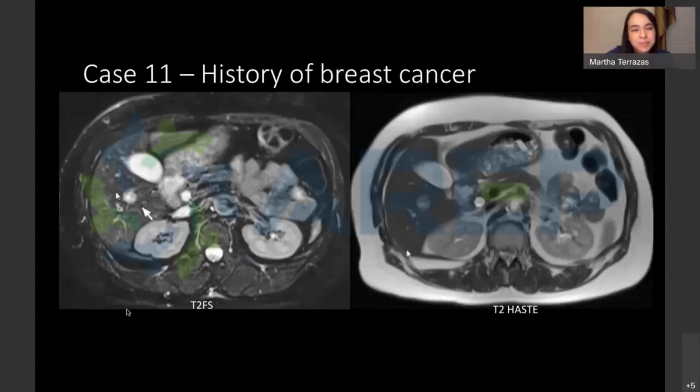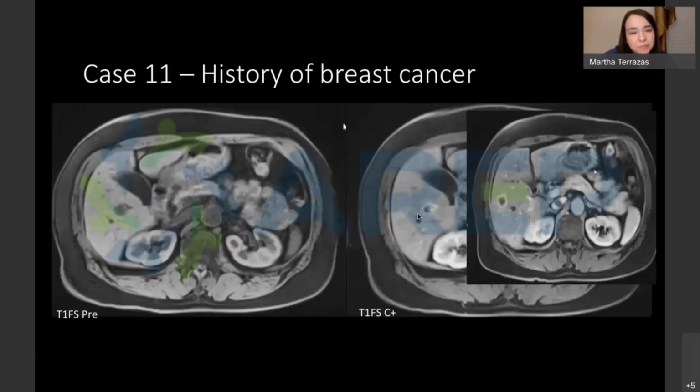So this case 11 is a history of breast cancer. T2 fat sat and T2 HASTE. Now I will tell you this patient had 3 MRIs in a year. The past 2 MRIs were read the same and they were read incorrectly. So we have this heterogeneous T2 lesion, right? Maybe it has this small area of T2 hyperintensity, but it's not very T2 bright like the gallbladder, right? This is sort of gray. It looks like soft tissue in there.